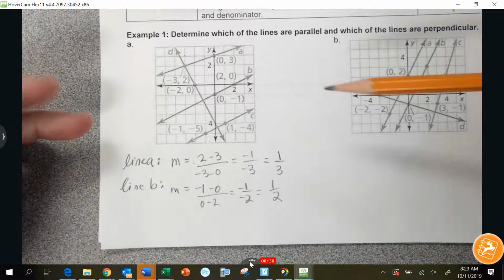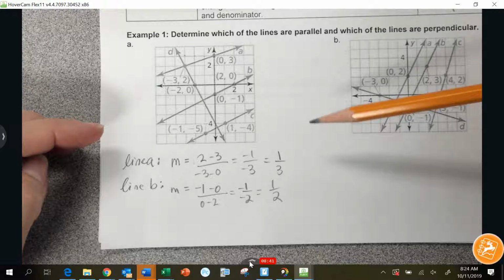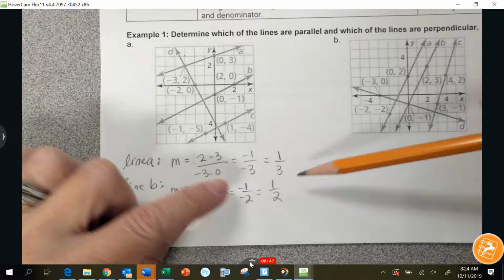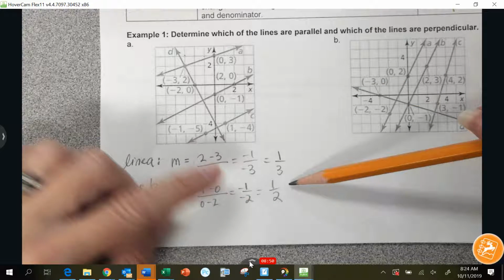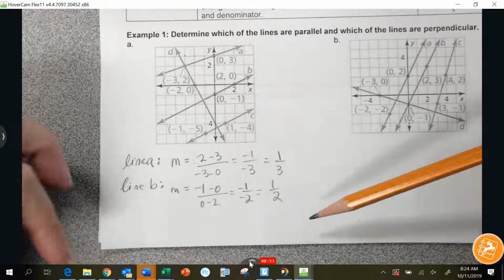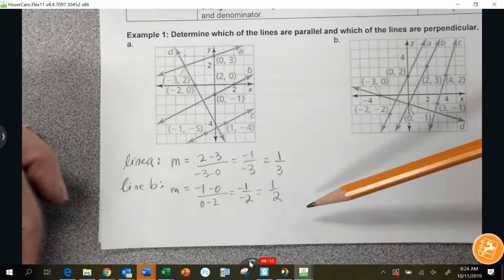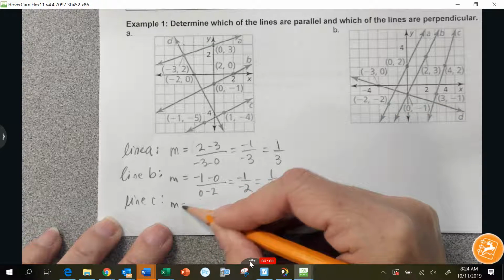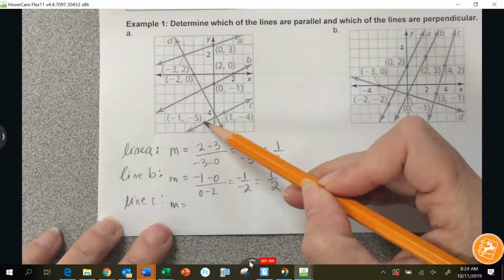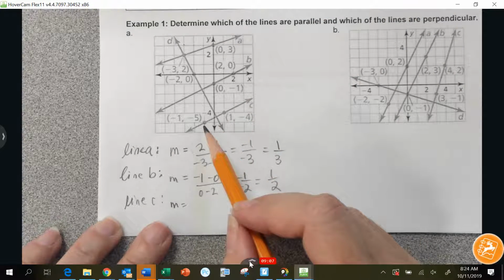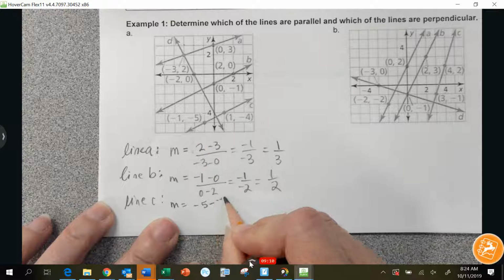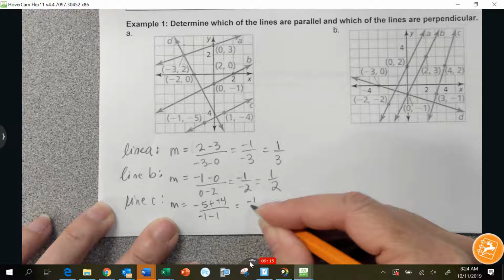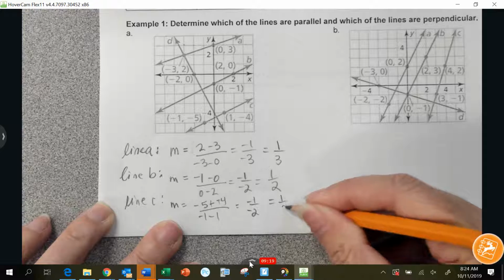Some things as you're writing down your slopes, you want to be careful about. I look and I see that this line is positive. And I look at my slope and I see my slope is positive. If looking at the line and your slope don't agree, then maybe you've just made a silly mistake. Line C. You can count your rise over run, or I could just subtract my y's over subtract my x's. So -5 minus -4 over -1 minus 1. I get -1 over -2. I get 1/2.